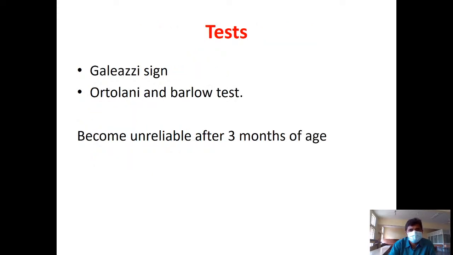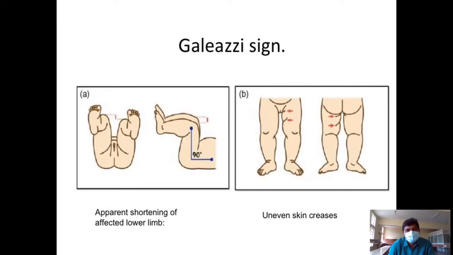What are the tests you perform to look for DDH? They are the Galeazzi sign, and Ortolani and Barlow's tests, and these tests become unreliable after 3 months of age. What is the Galeazzi sign? You place the child in a supine position and flex the legs at the knee. If you see abnormal shortening of the leg, or uneven skin creases on the dislocated thigh, then it is a Galeazzi sign. These are the two findings in a Galeazzi sign.